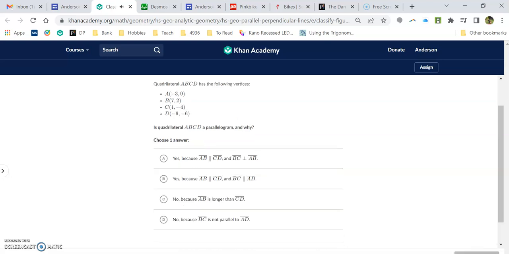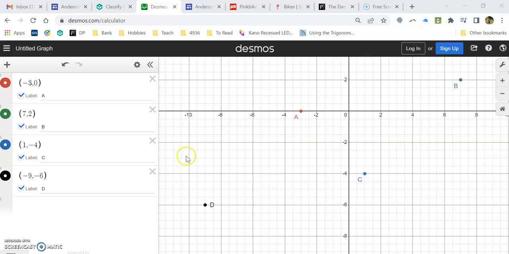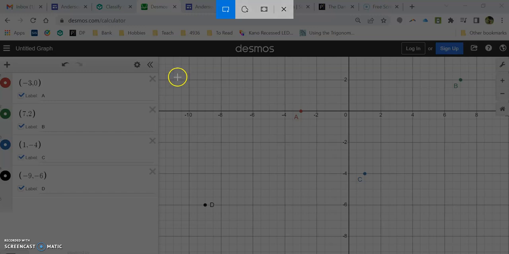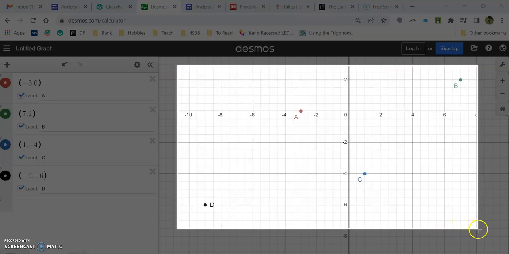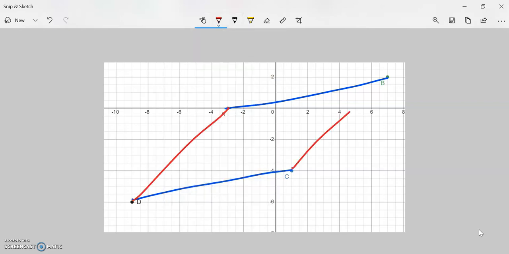Let's do one more. Asking for a parallelogram. I'm going to plot this. Okay, I got that parallelogram plotted. Let me snip it and bring it over. Okay, so we gotta check to see if our sides are parallel. So AB compared to DC or CD, and then AD to BC. So I'll do BC first.